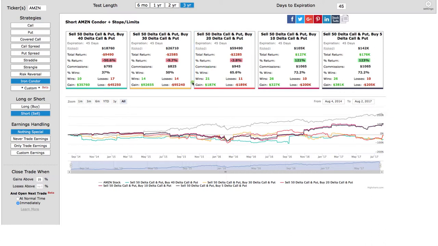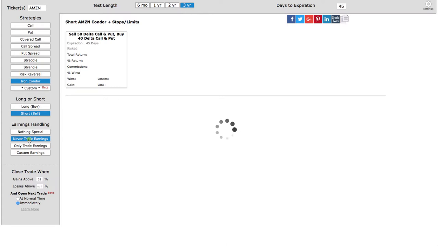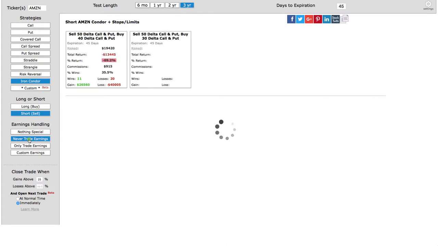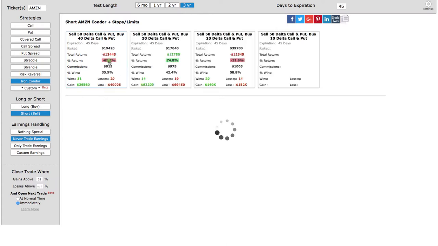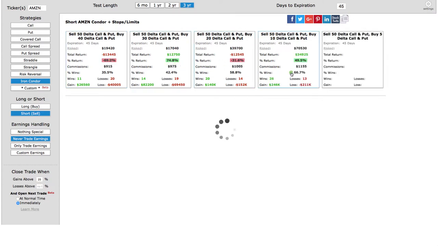One thing you could do is, because Amazon is a stock and they announce earnings every quarter, what if you said we want to trade this but not during the earnings? So essentially, it's going to exit the trade a couple days before earnings and it's going to re-enter a day or two after earnings. So you just put never trade earnings, and you can see this one is still negative, and we've still got some negatives across the board.